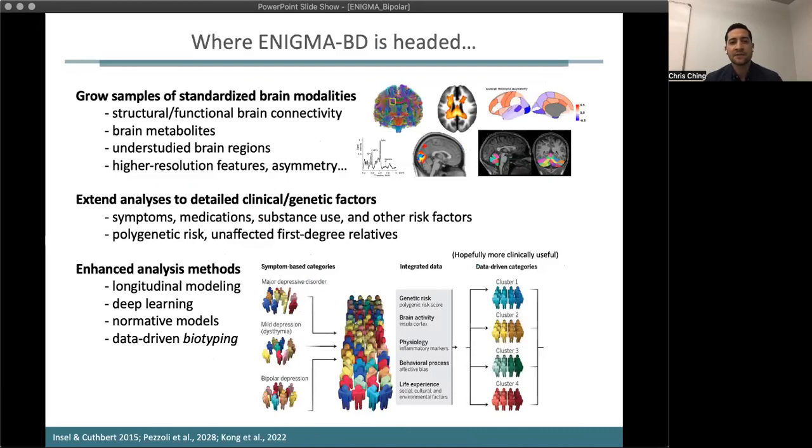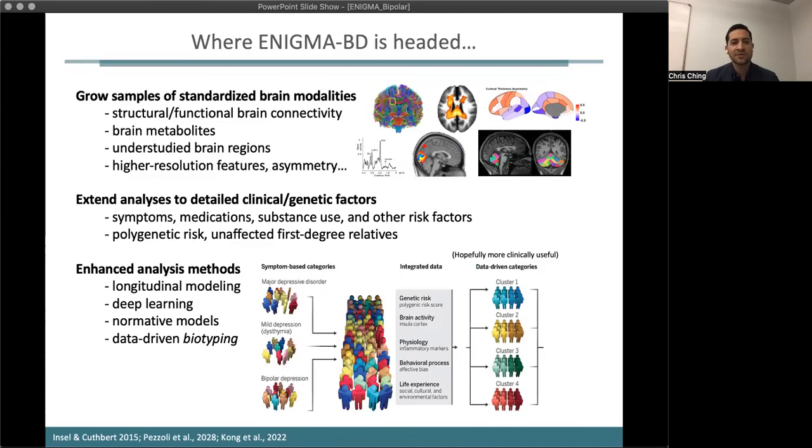So where are we headed in terms of the ENIGMA bipolar working group? So we're really, in the next decade to come, looking to grow our samples of standardized brain modalities. That includes both structural and functional brain connectivity, brain metabolites. We're now looking back at understudied brain regions with these large-scale samples. We're also looking at adding these higher resolution features, looking at aspects of asymmetry, lots of really interesting projects.